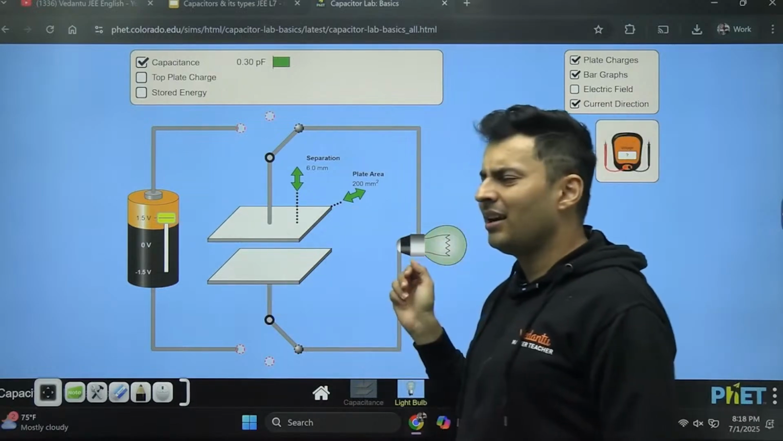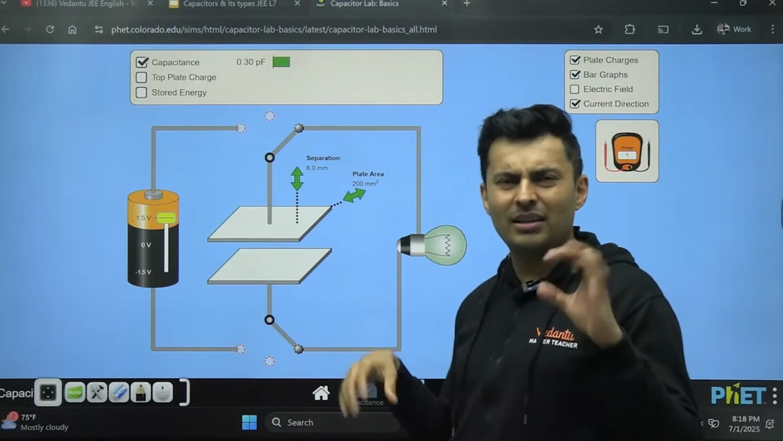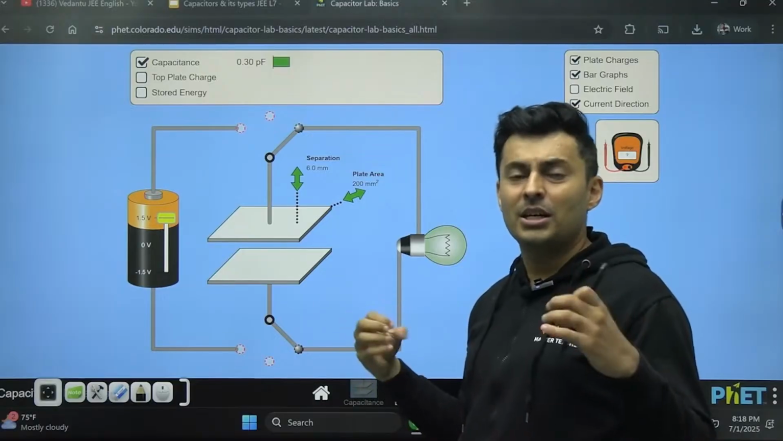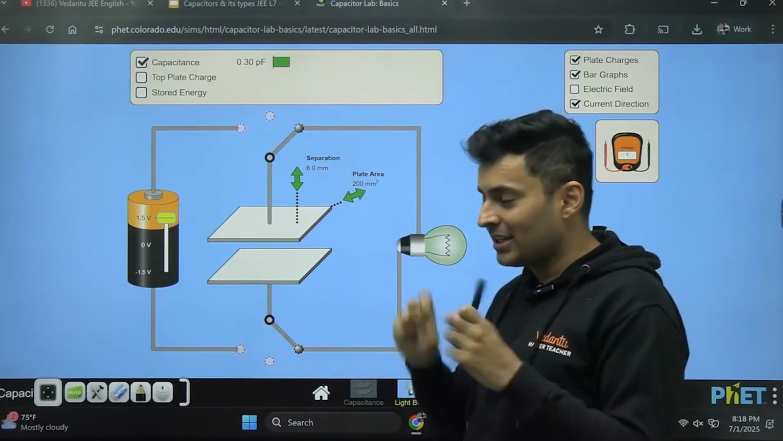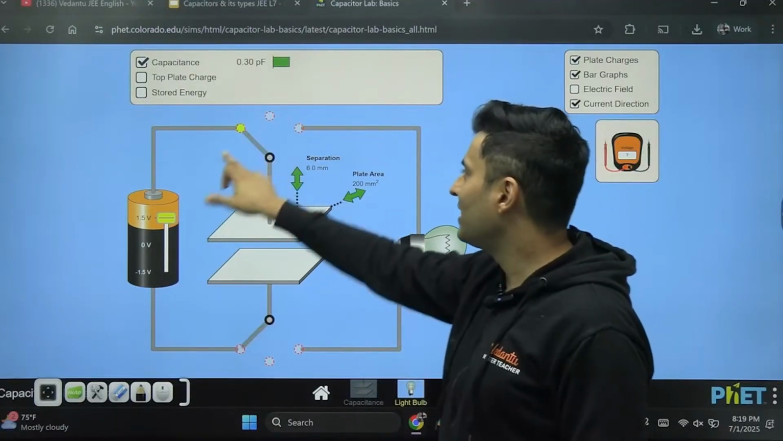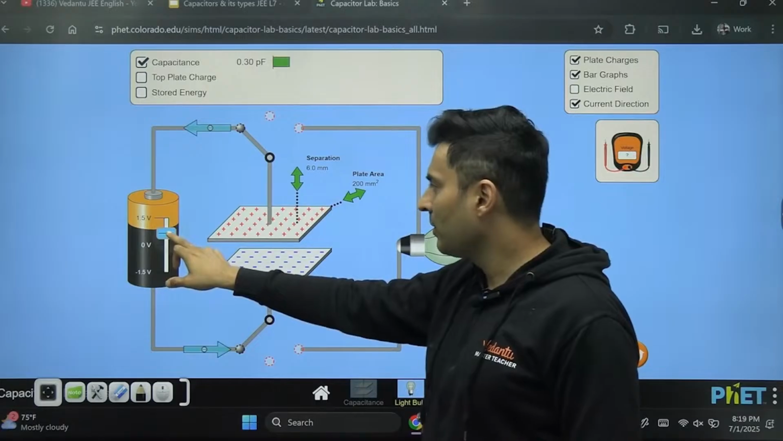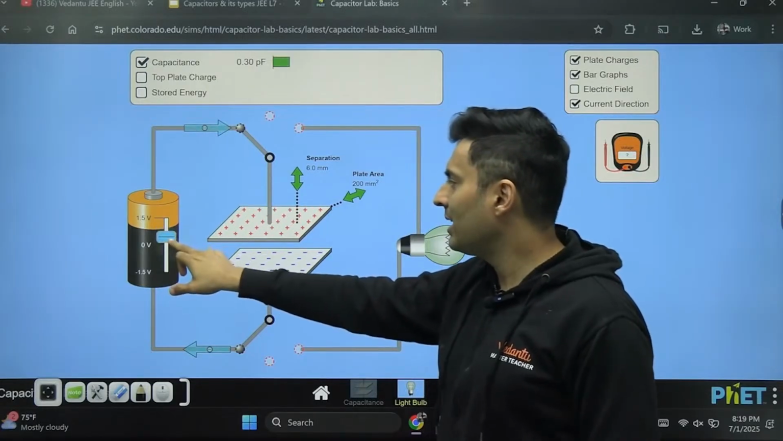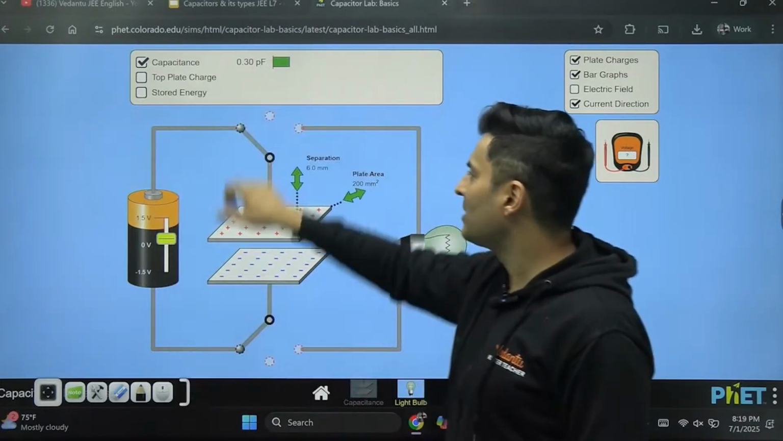Why can't I connect the battery directly to the bulb? Yes, you can, but then the brightness will not be that much. But when I store the energy and give it suddenly, then there is a sudden boost of energy. So let's try it again, but not with so much current, not with so much charge, a little bit less amount of charge.